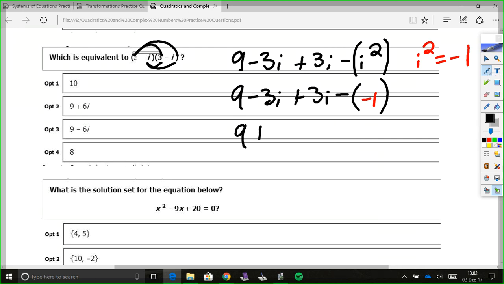So what this really is, minus a negative, would actually make that a plus 1 at the end. And that's where, of course, when you combine the other terms, that makes all the difference. 9 plus 1 becomes 10. And then, of course, negative 3i plus 3i becomes 0i. We don't have any i's left. We just have 10.